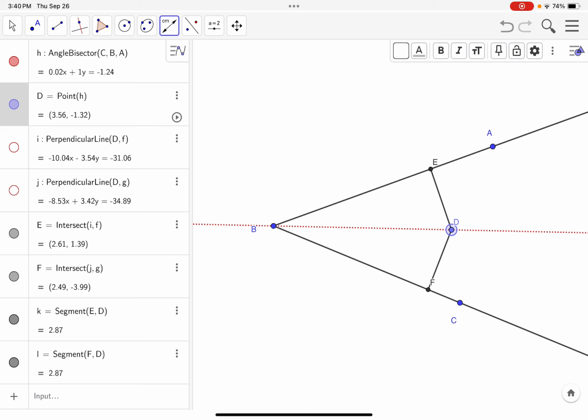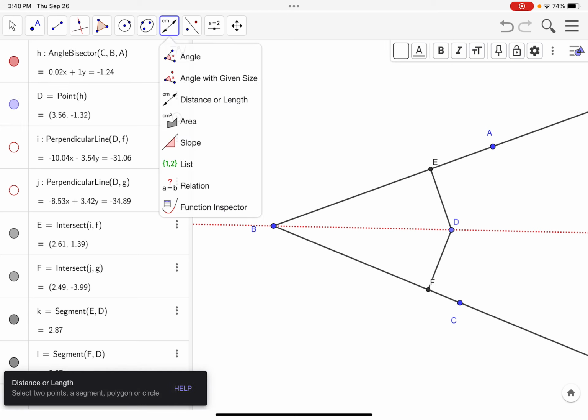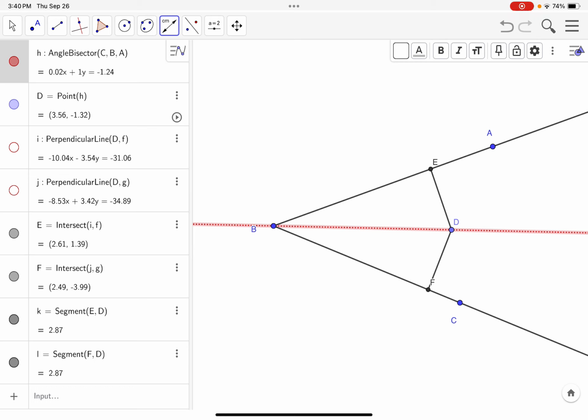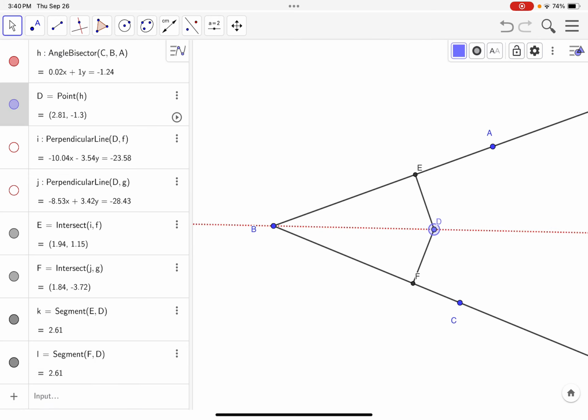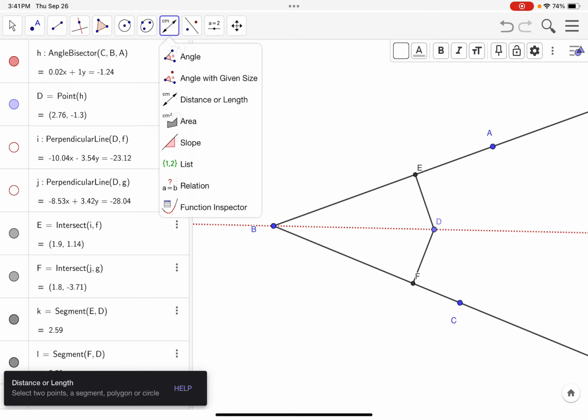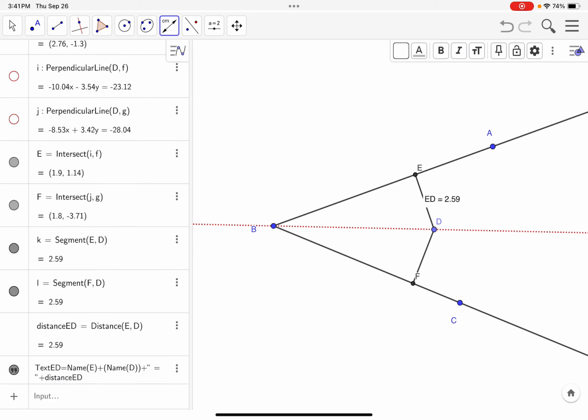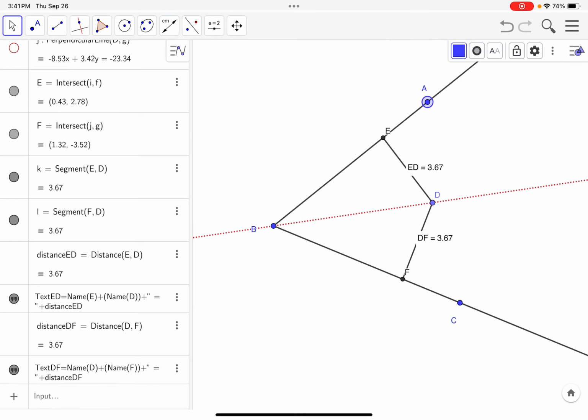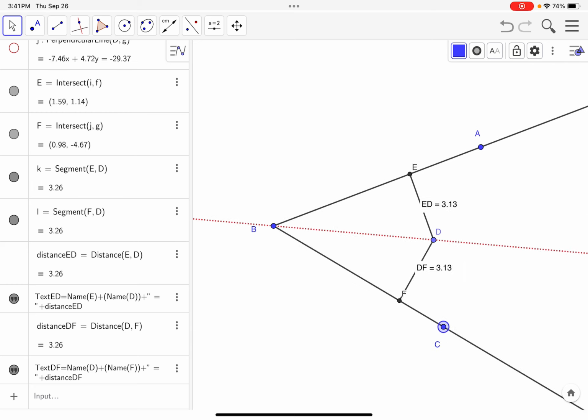It doesn't want to let me measure distance. Some sort of weird glitch going on here. Let's try it one more time. There it goes. So now we can see those two distances. If I grab point A and move, we can look at what those distances do.